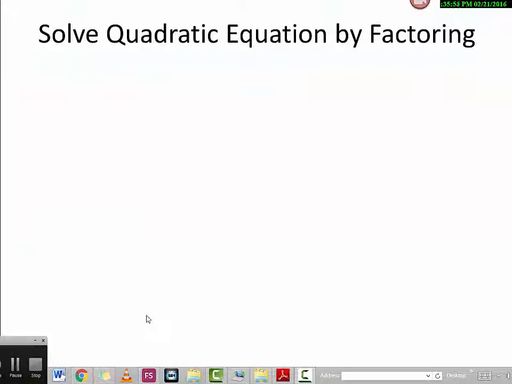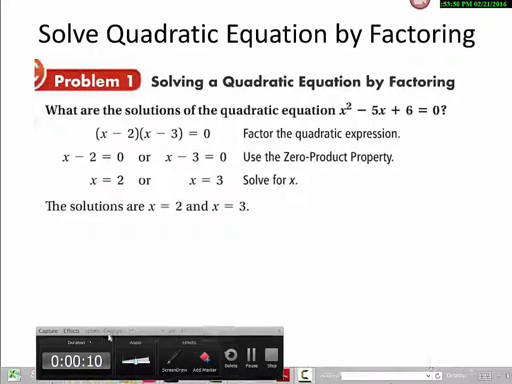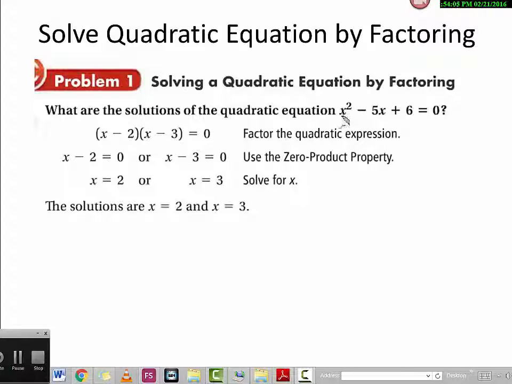Now, based on the concepts of factoring, zeros, and the zero product property, we can solve quadratic equations. Here's an example. You are asked to solve this quadratic equation. First, we factor this quadratic expression by using the sum of factors strategy. We look at the factors of c, and this time we pick negative 2 and negative 3, because they add up to our b value, which is negative 5, and that's why we have a factored form like this.